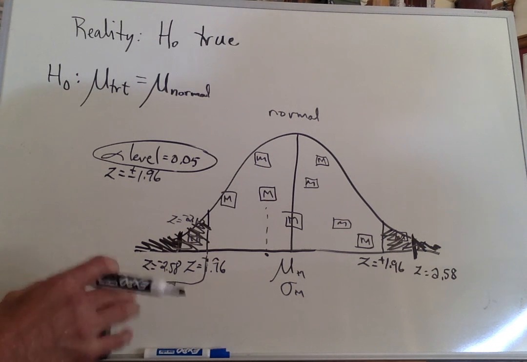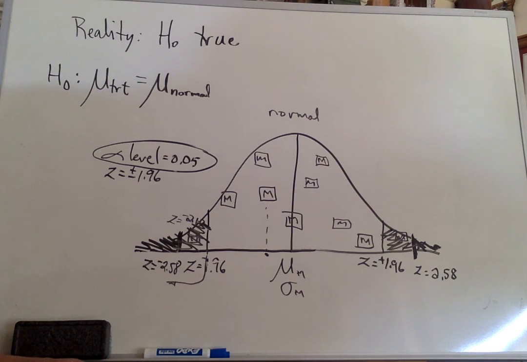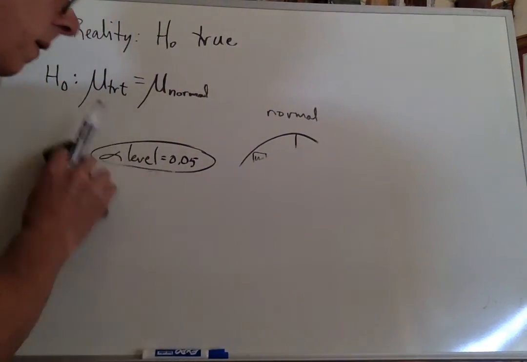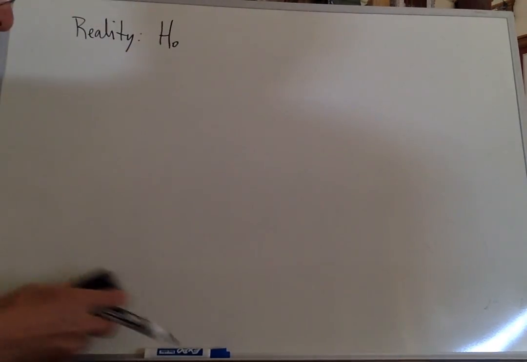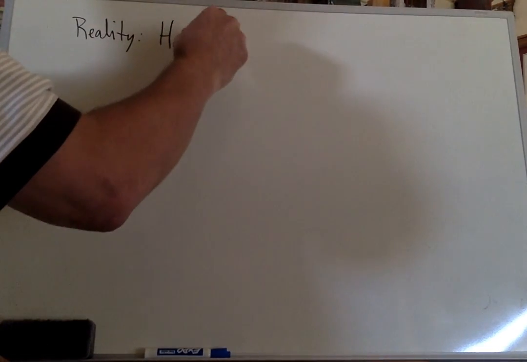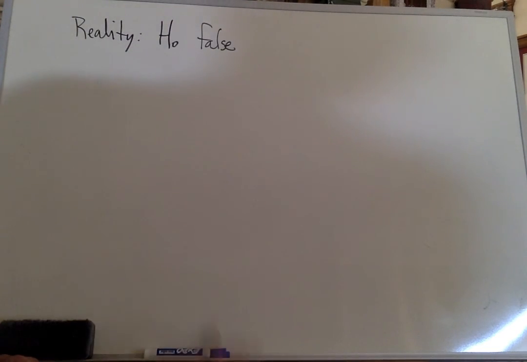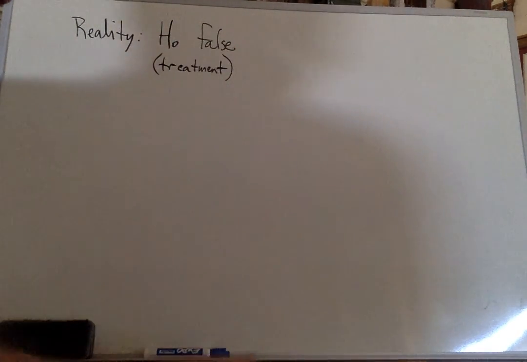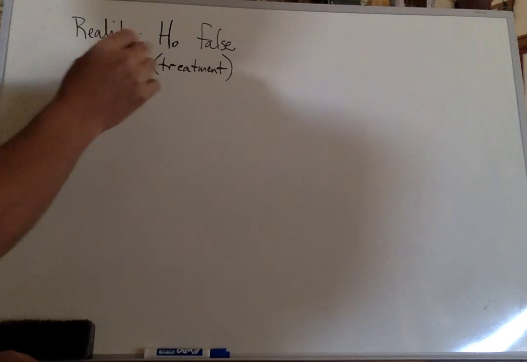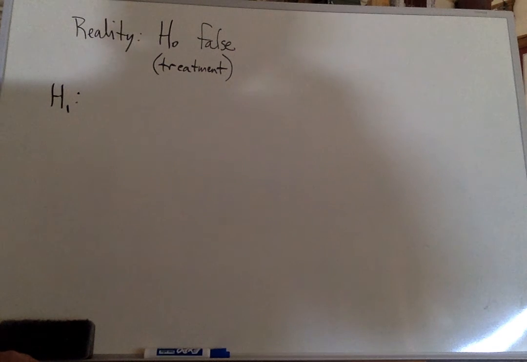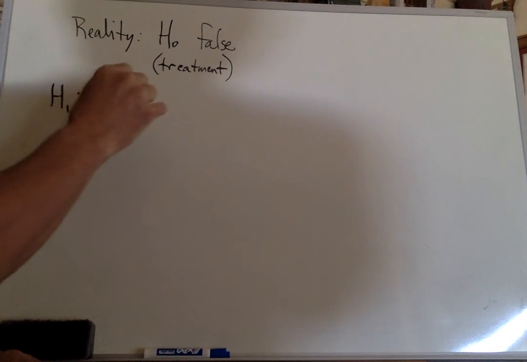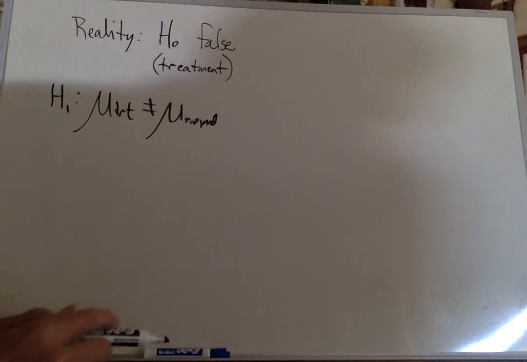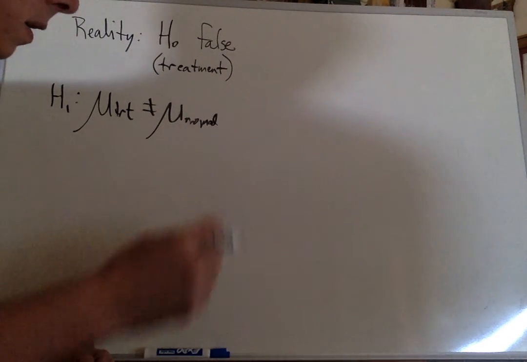All right, let me show you the graphs for the other reality. So let's do the other reality, and that is that the null hypothesis is false, which means there really is a treatment effect. Okay. And in fact, if we reject the null, then we go with the alternative, which would mean the treatment distribution mean is not the same as what we see normally. Okay. What would that look like graphically?